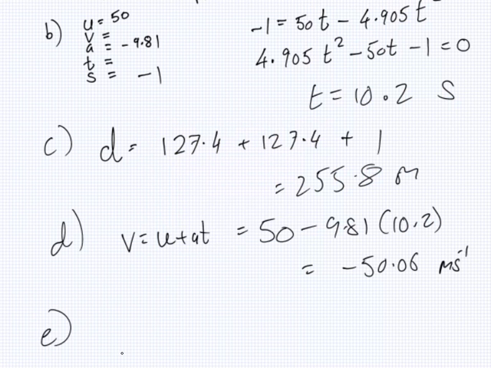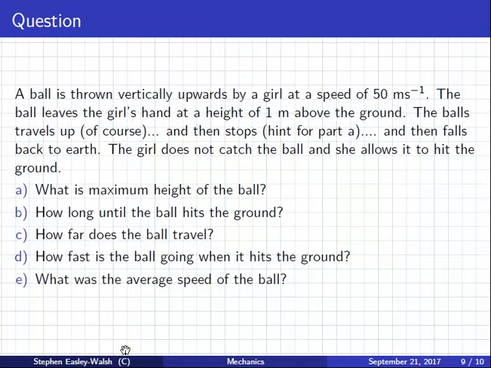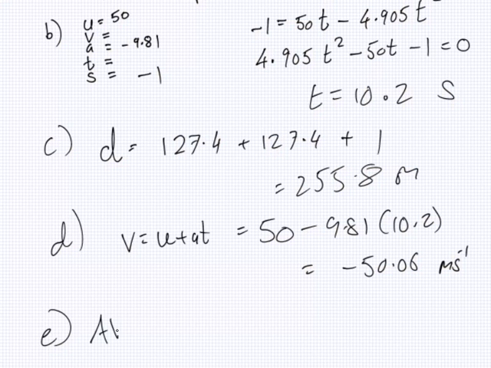Okay, and E. What was the average speed? What's the formula for this? Total distance over time. Now, just to be careful, you might think, wait, hang on, didn't Stephen say a few minutes ago it's U plus V over 2?